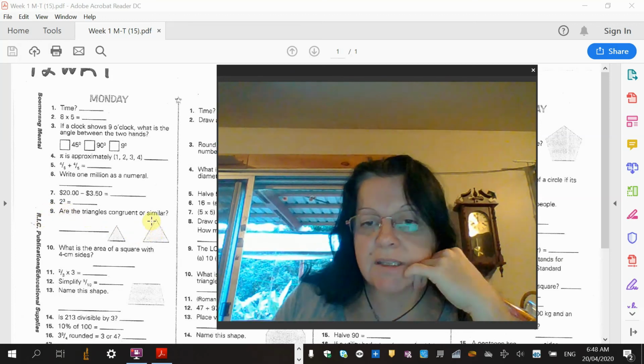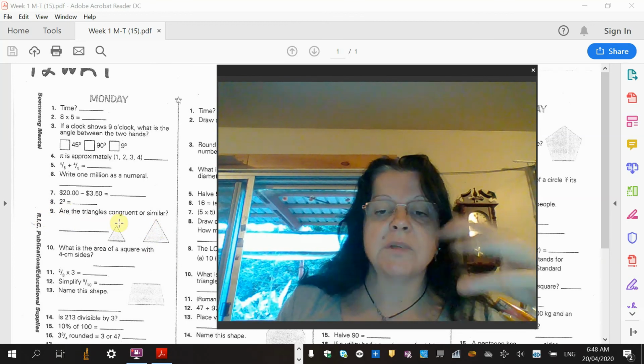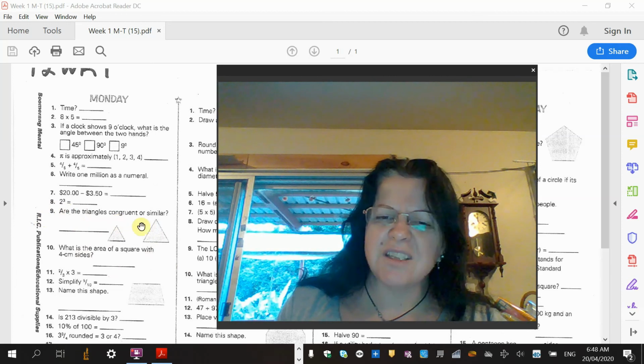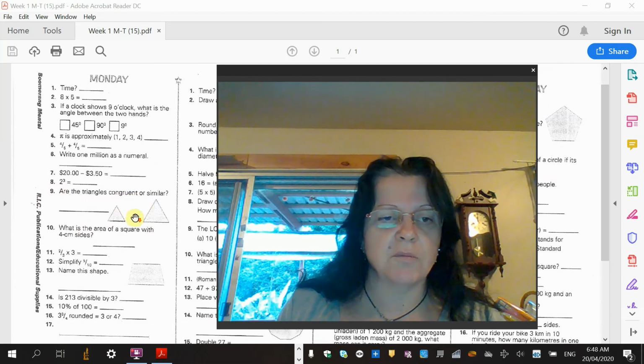Now, similar means they're the same shape. Yes, they are the same shape. They're triangles. Congruent means they're the same size. They have the same capacity. So are these triangles the same size? So you write in whether they're congruent or similar.